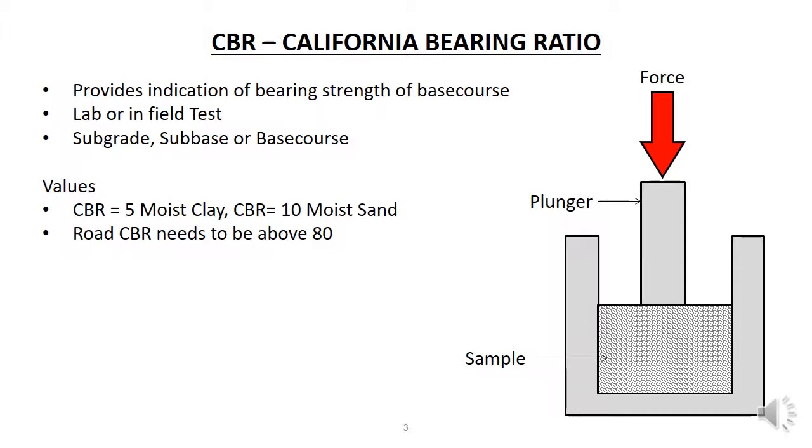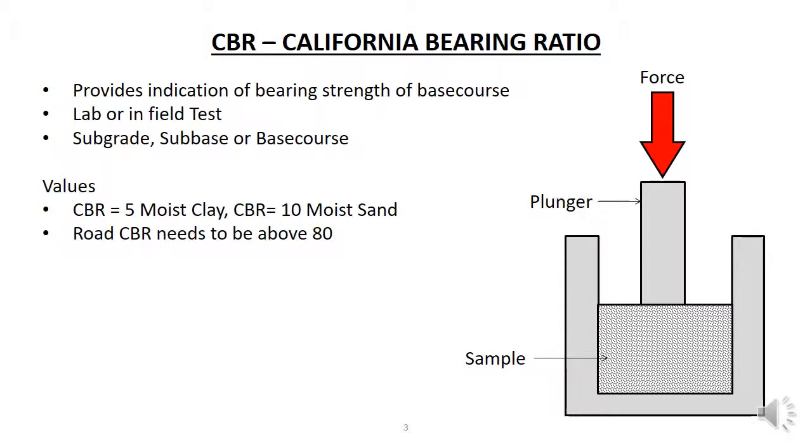Another test on this source material is CBR. CBR is short for California bearing ratio. It is a measure of the strength of an aggregate or soil layer and can be used in both earthworks and road construction. In earthworks, it is often used to measure the strength of the final subgrade, while in roading it is used to determine the subbase and base course strength.